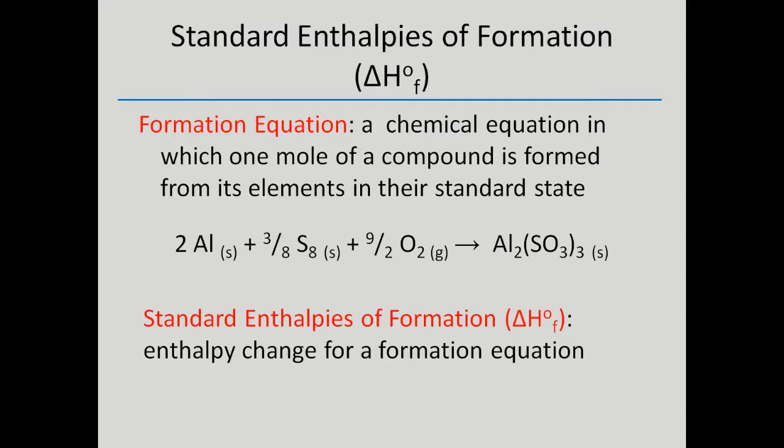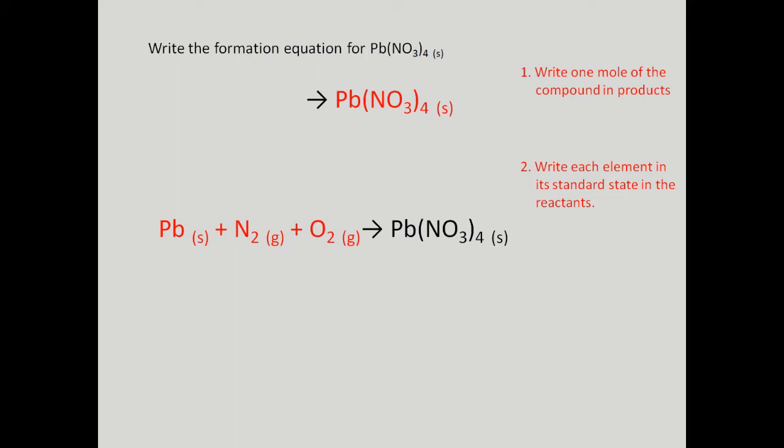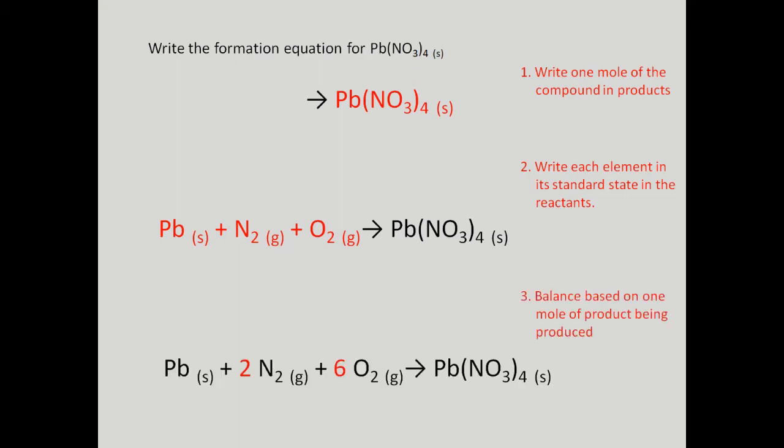So let's take a look at another formation equation. If I ask for the formation equation for lead(II) nitrate, the first thing we would do is write 1 mole of the compound in our products in its standard state. Then we write each of the elements in their standard states in the reactants. Lead is a solid metal at room temperature. Nitrogen and oxygen are both diatomic gases. Now we balance the equation, keeping the coefficient in front of our product, the lead(II) nitrate, a 1.